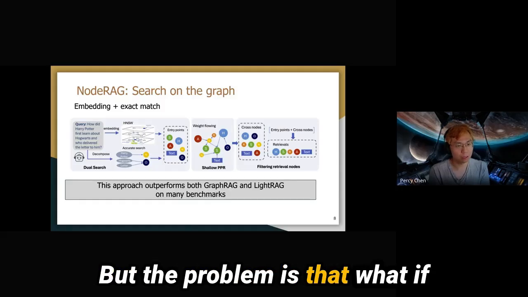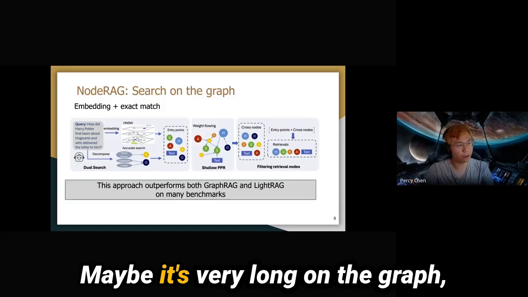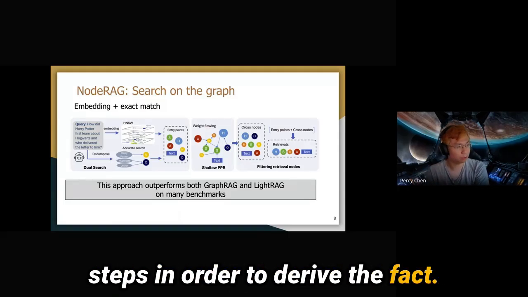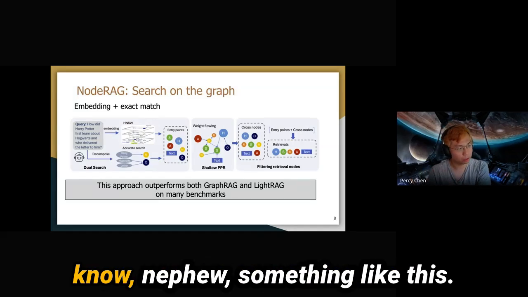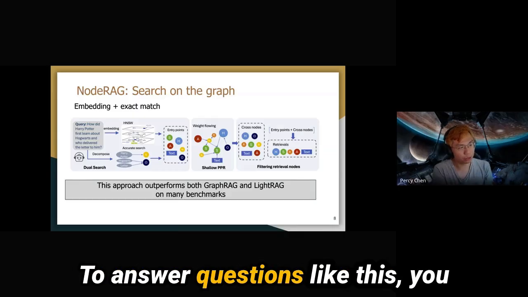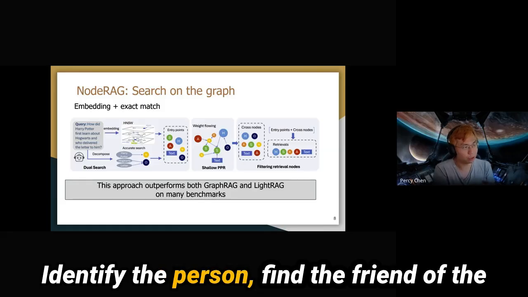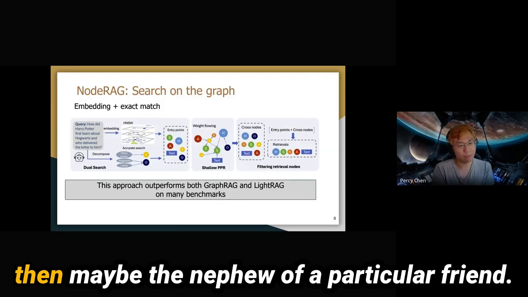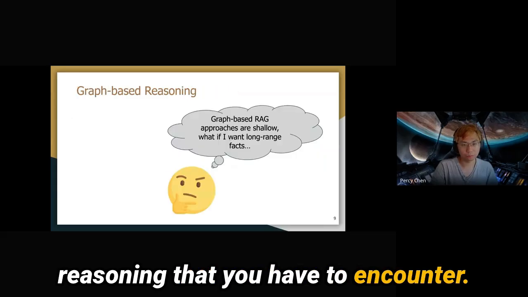But the problem is that what if you have a fact that is not trivial? Maybe it's very long. On the graph, you have to travel a lot of different steps in order to derive the fact. One example would be a person's friend's nephew, something like this. To answer questions like this, you have to travel this social network relationship several hops, identify the person, find the friend of the particular person, the friend of the friend, and then maybe the nephew of a particular friend. So those are the longer chains of reasoning that you have to encounter.